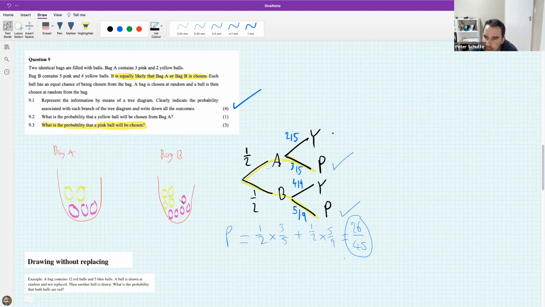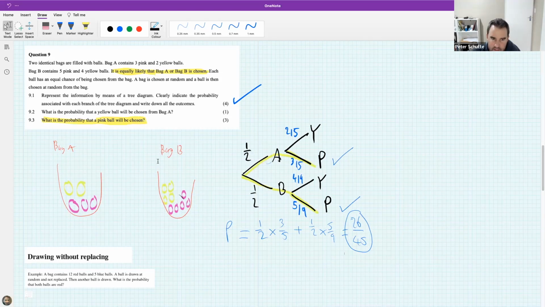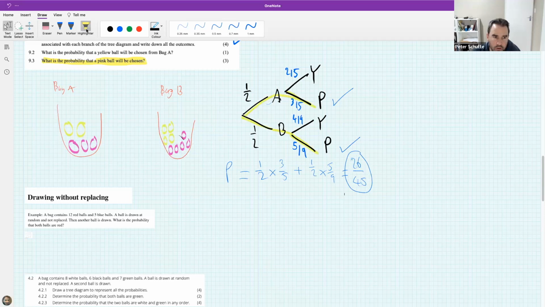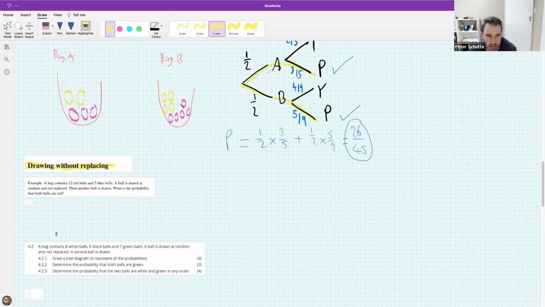Okay. Now, what I want to move on to, a little bit of a preview before the break, and then we're going to move on to the next thing after that, is what happens if I don't put the balls back. So what we call this is drawing without replacing. And I want us to have a little look at this one before we have our break.